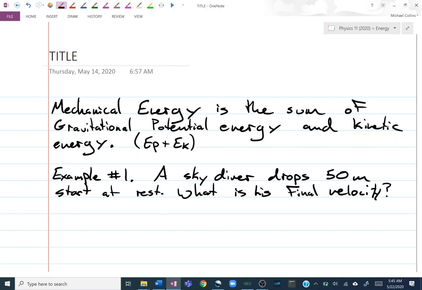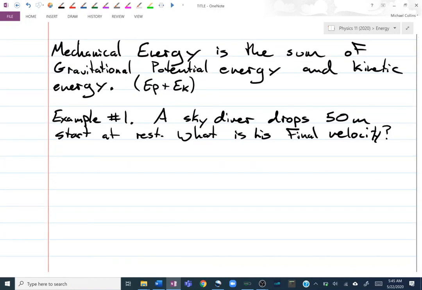And if I don't ask and give you explicit directions to use conservation of energy to solve it, and you're really comfortable with kinematics, that would 100% be a correct and accurate way to go about this. But what I want to do, obviously, is talk about this through a conservation of energy lens.